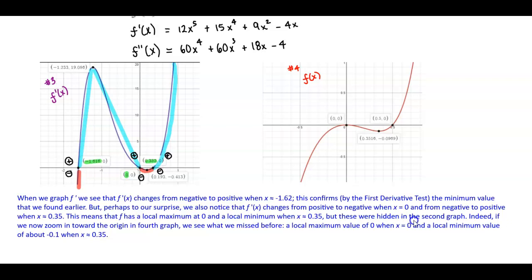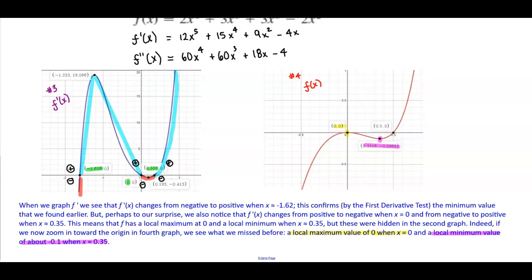But these were hidden in the second graph. Now, indeed, if we zoom in towards the origin, which is the fourth graph, we see what we missed before. There is a local maximum value. Let's take a look at that. We have a local maximum value of 0 when x is equal to 0. So there is the local maximum. And then we also have a local minimum value at about negative 0.1 when x is approximately 0.35.